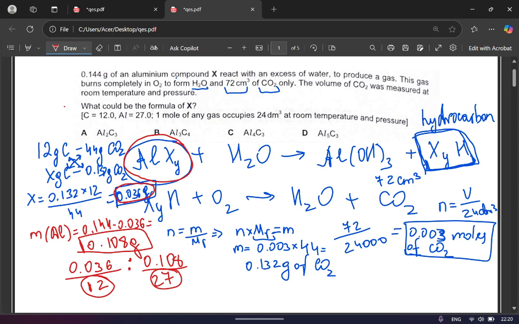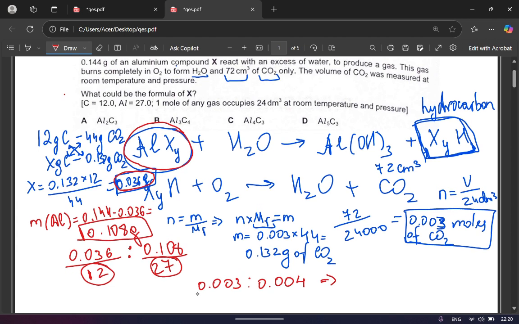We are going to have a ratio of 0.003 to 0.004. Now the next step is we have to divide it by the smallest number here. So let's just divide both of them by 0.003 because this is the smallest number in this ratio. So you're going to have 1 to 4 over 3.